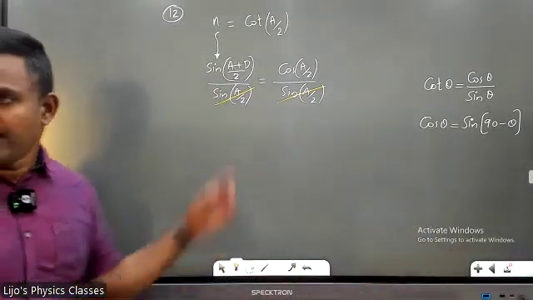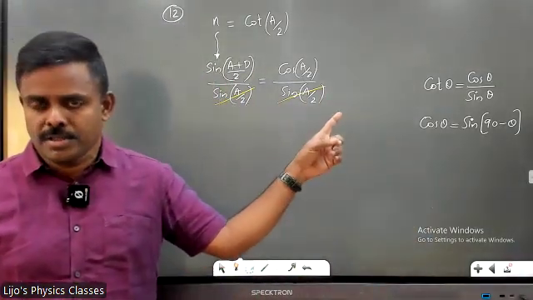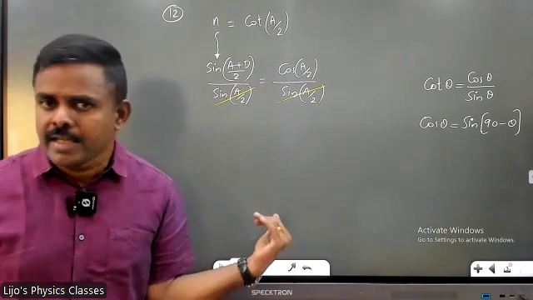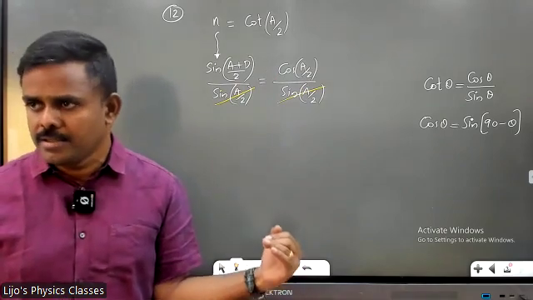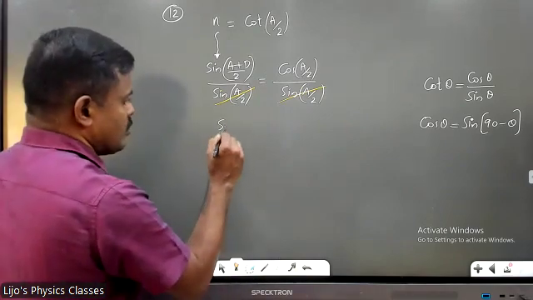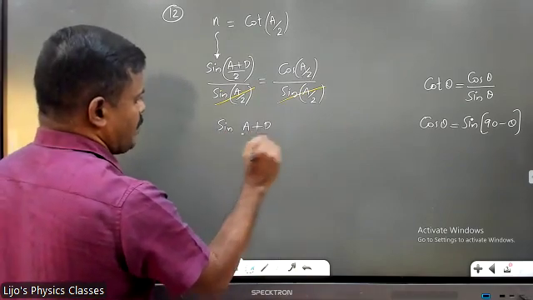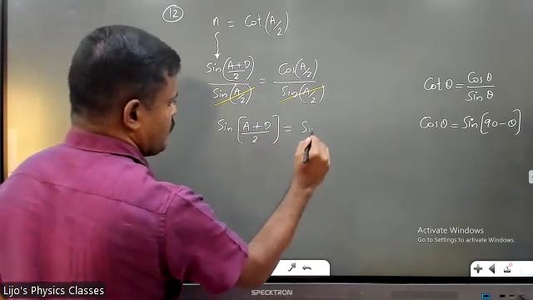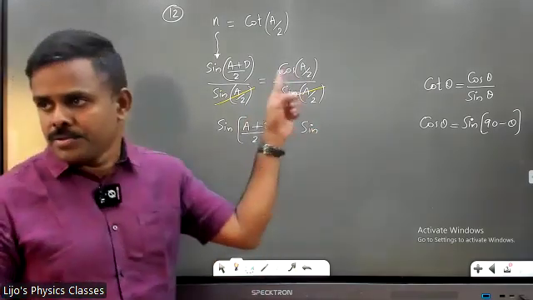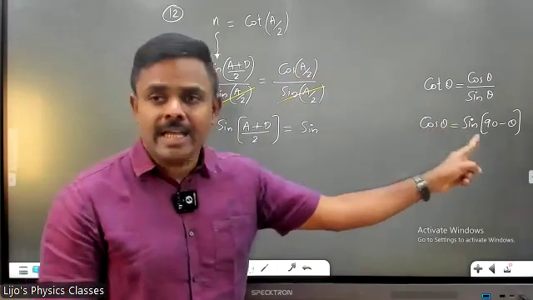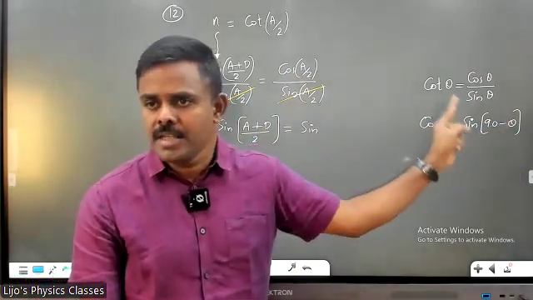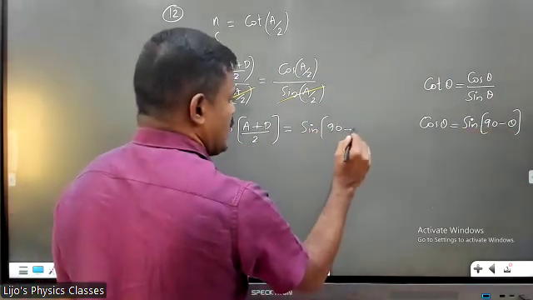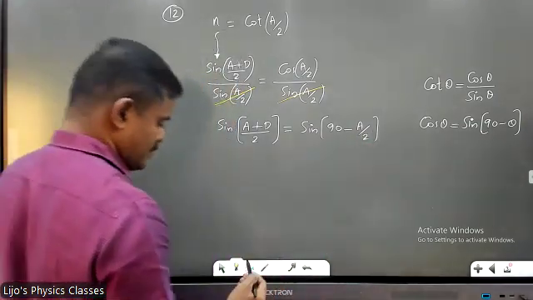Now I have what? Left side is sin, right side is cos. Is that acceptable? No. I need to make both sin, right? Left side is sin, right side also should be sin. So I'm going to change it now. Sin of A plus D by 2 is equal to sin of, this is cos of A by 2. How do you write cos? Cos is sin 90 minus. So cos A by 2 will be what? Sin 90 minus A by 2. I'm done, finished.